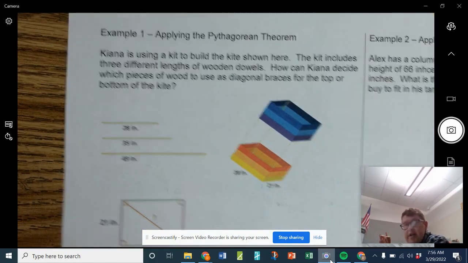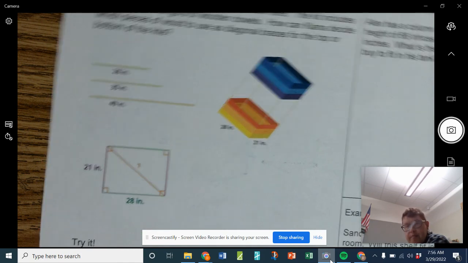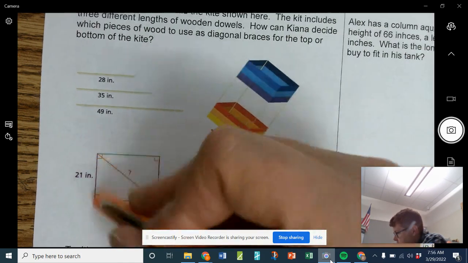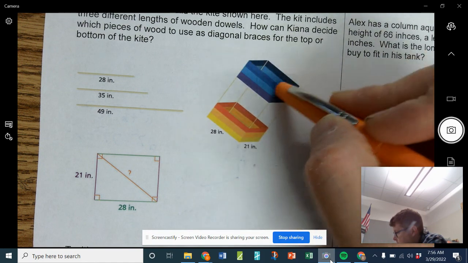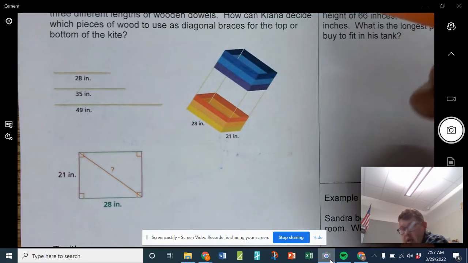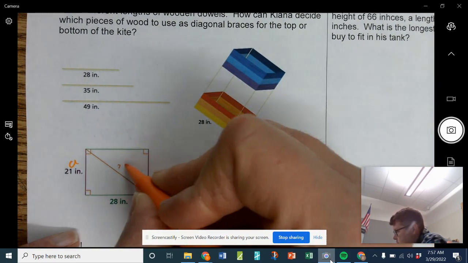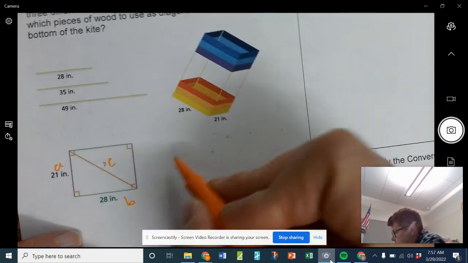Okay. Kiana is using a kit to build the kite shown here. The kit includes 3 different lengths of wooden dowels. How can Kiana decide which pieces of wood to use as diagonal braces for the top or bottom of the kite? So, oh yeah, okay, cool. So we've got this rectangle right here, which is basically the bottom or the top of the kite. So we're figuring out this length right here and which of those 3 to use. So this is our A value, that's our B value, and we're looking for our C value.